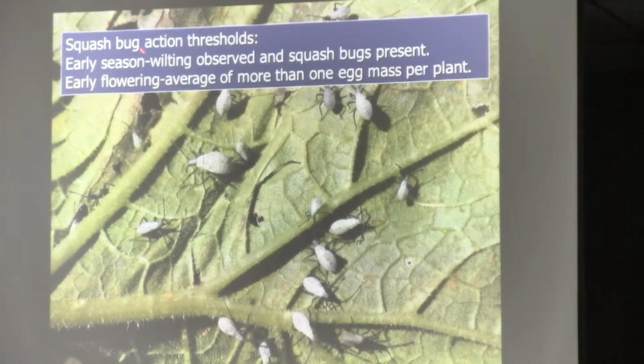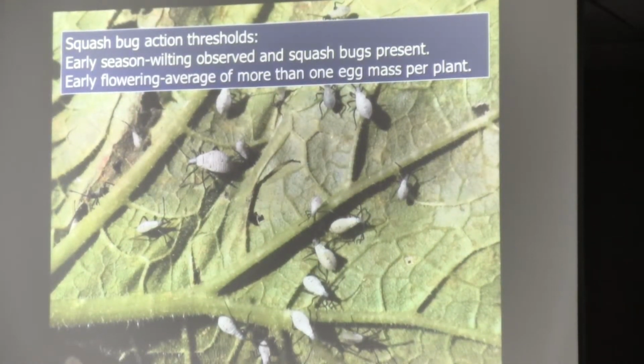So in early season, if we have squash bug action thresholds, if we see wilting in the field and several squash bugs present, then we need to do something during the early flowering stage. If you have an average of more than one egg mass per plant. So that's why, again, you should be checking on a weekly basis at minimum. You should be going through your crop and looking for problems.